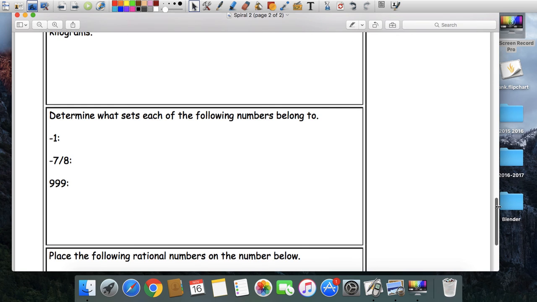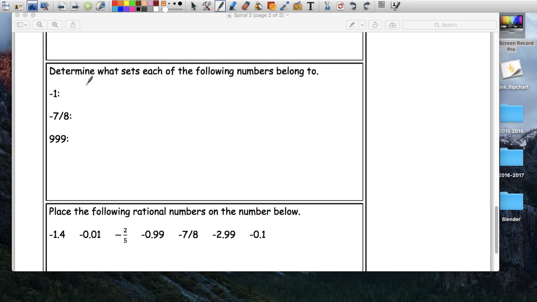What sets? Okay, what sets? -1, it's not a counting number. It's not a whole number, but it's definitely an integer. And it's also rational. -7/8, it's not a counting, it's not a whole, it's not an integer, but it's a fraction, which makes it a rational number. It's also decimal, which also makes it a rational number.